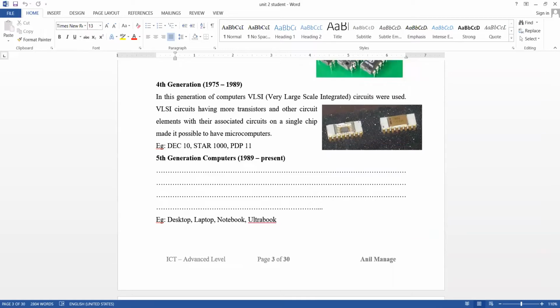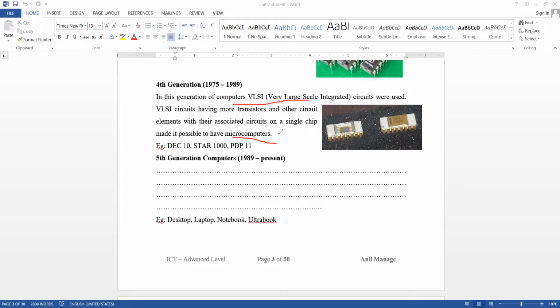When you go to the fourth generation, in this generation of computers, VLSI, that is very large scale integrated circuits, were used. Now highlight that one also. VLSI circuits having more transistors and other circuit elements with their associated circuitry on a single chip made it possible to have microchips. Now microcomputers or microprocessors were introduced in the fourth generation. That means very large scale integrated.